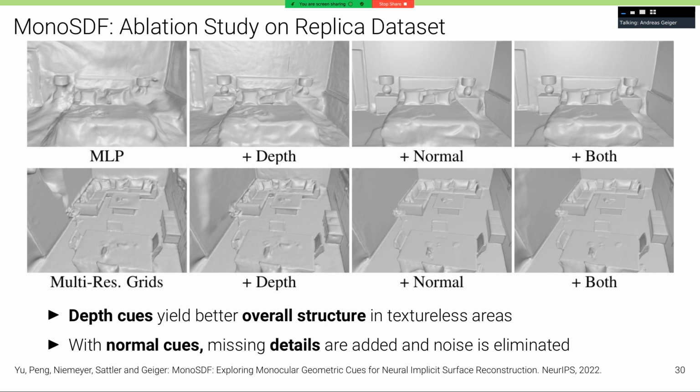So here are some qualitative results on this ablation study on the Replica dataset, where you can see that if we use the MLP alone, for example, and add the depth cues to that, we get better overall structure, but adding the normals on top of the depth cues, we also get fine details, and some of this noise in the background, for example here at the wall, gets removed. And so this result is actually very close to the ground truth for this particular dataset.